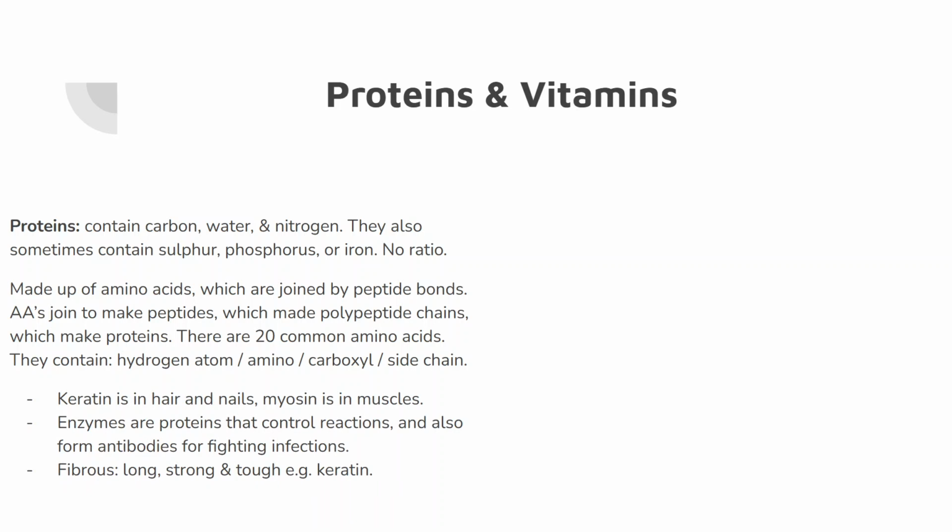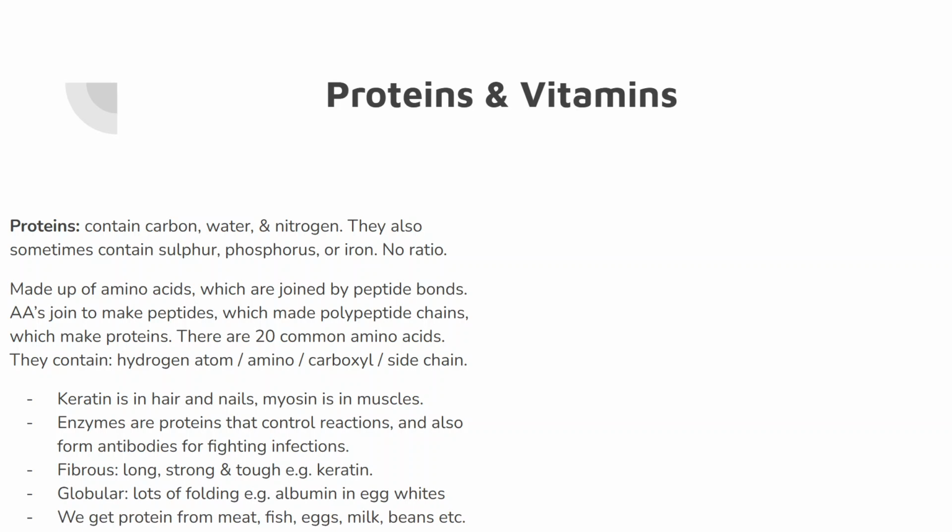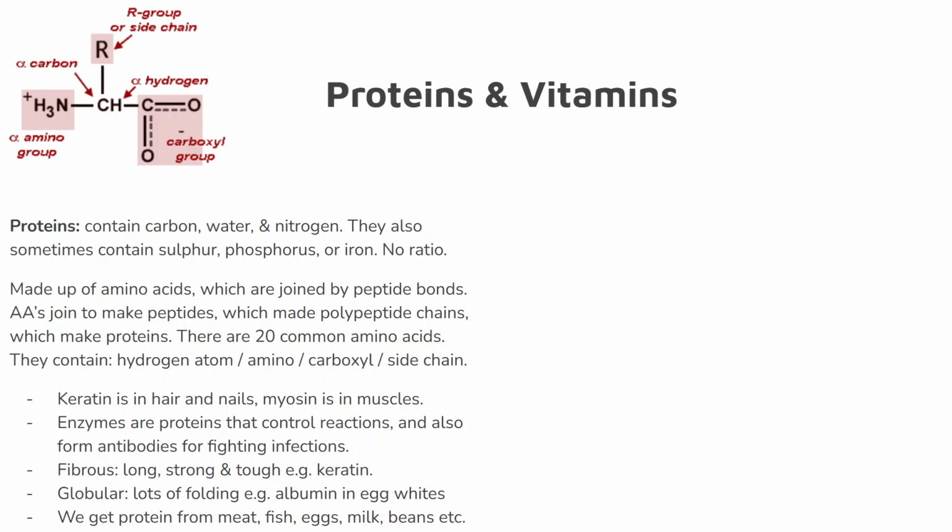Your fibrous proteins are your long, strong, and tough proteins, for example keratin in your hair and nails. Your hair is really straight, long, and strong. And a globular protein is a very round protein that has a lot of folding, for example albumin in egg whites. We get protein from meat, fish, eggs, milk, beans, nuts, etc.